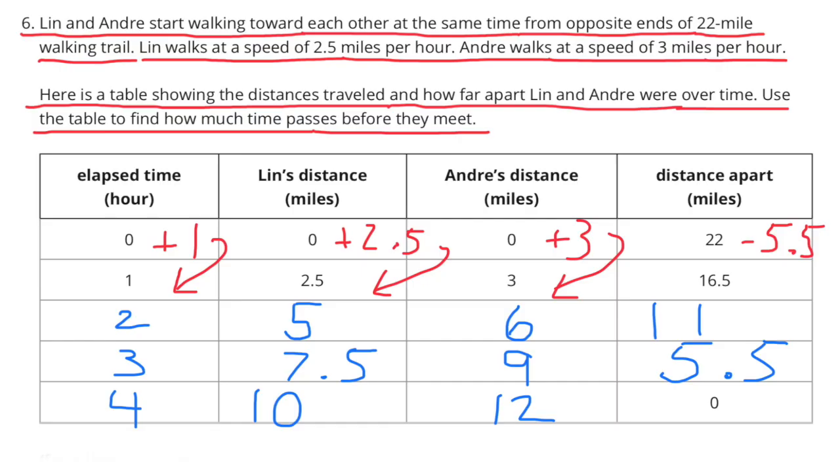Finally, the last column, distance apart in miles. They start with 22 miles between them. And after the first hour, there's 16.5 miles between them. The distance apart in miles is decreasing by 5.5 miles each hour.